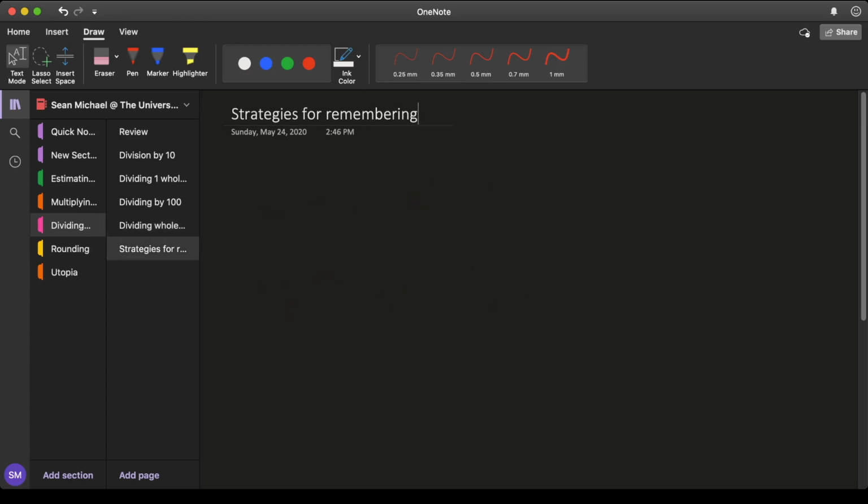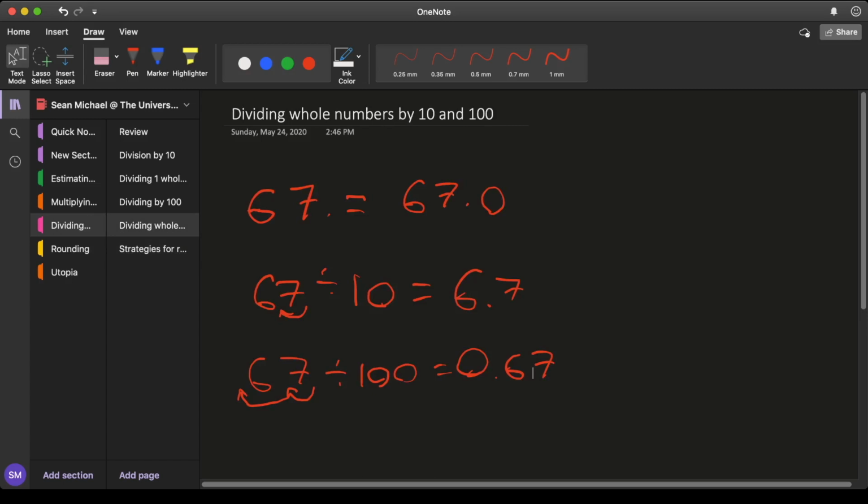And now finally, just some strategies for remembering. Multiplication always makes bigger and division always makes smaller. So, 67 is bigger than 6.7. And so when you're dividing, you know that your number is going to get smaller. And when the decimal moves, your number should be getting smaller. And so when dividing, the decimal is always going to move to the left. When you multiply, the decimal is always going to move to the right.